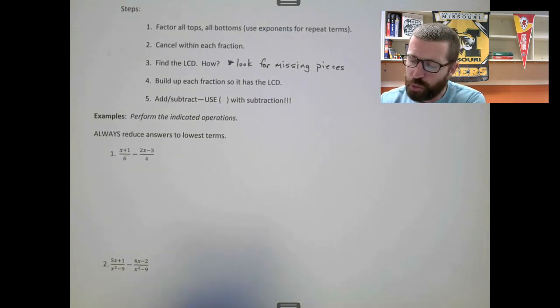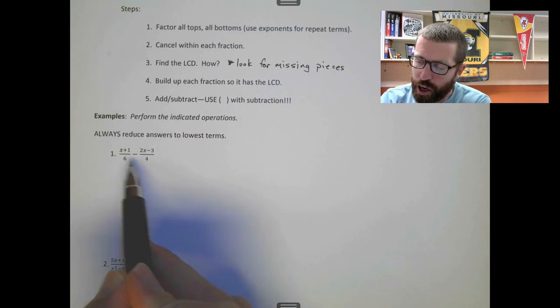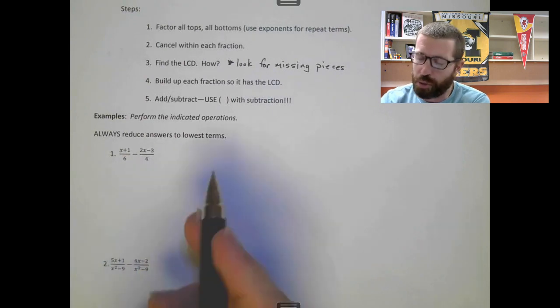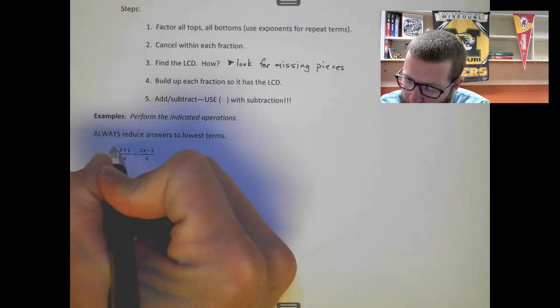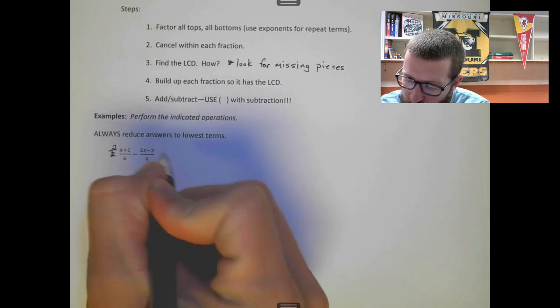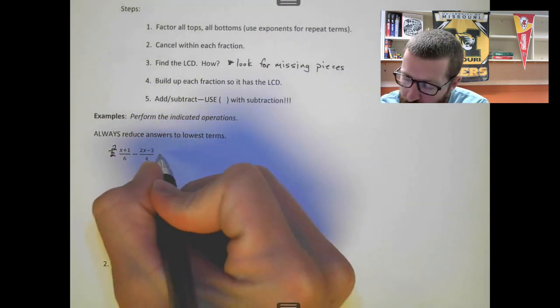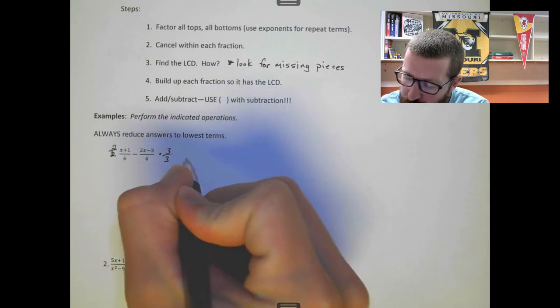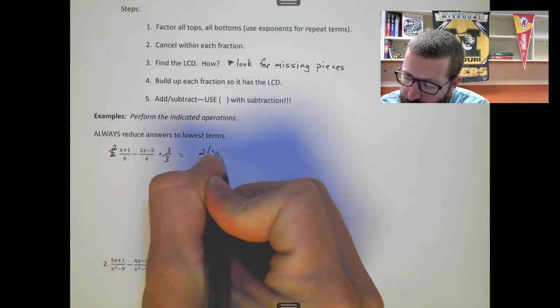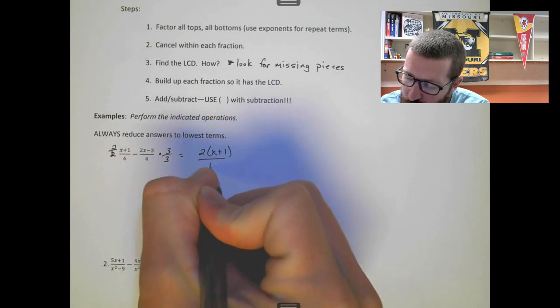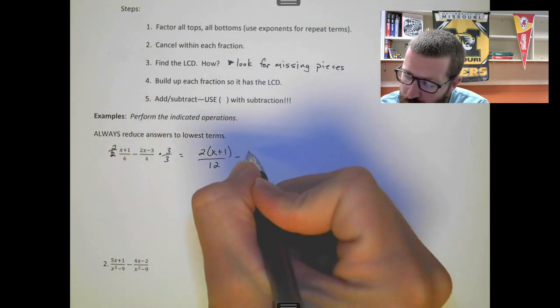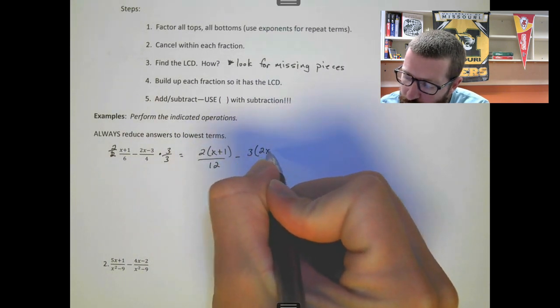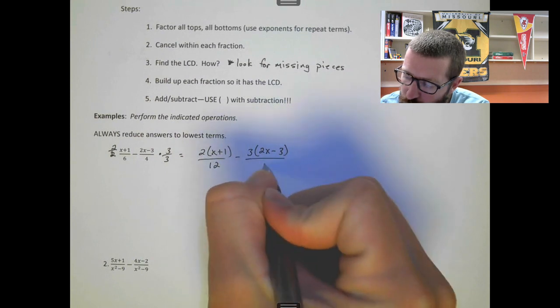Okay, so on this first one, we're looking for a common denominator. Here, we can use 12. And so these are just numbers, there's no polynomials. So let's multiply the first fraction by 2. And so you have to multiply the top and bottom. In the second fraction, I can multiply by 3 on top and bottom. And so let's write this out first, although you might be able to skip this step. So minus 3 times 2x minus 3 over 12.